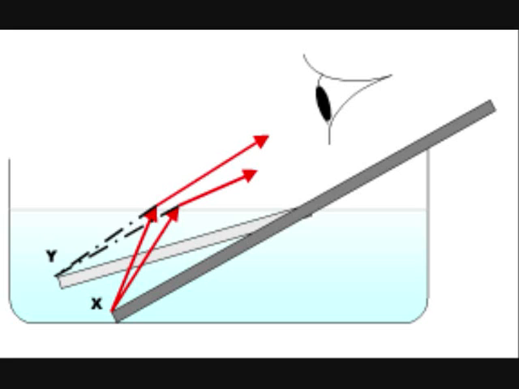If an object is placed, slanted, in water, and a person looks at it, it appears bent, because the light reflected from the object bends from the denser medium, water, to the less dense medium, air.